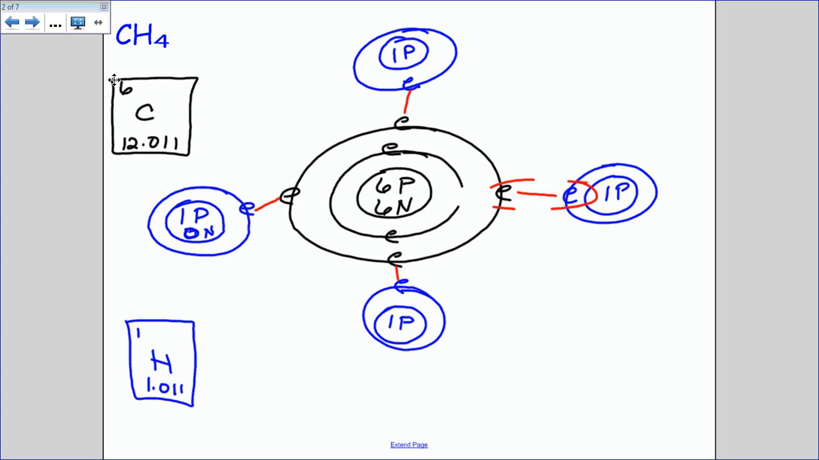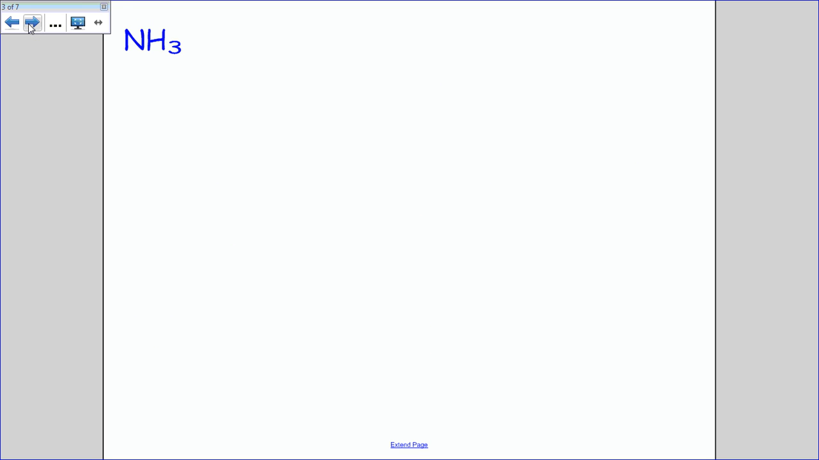So if you count them, this hydrogen has 1, 2. Is it full? Yeah. This hydrogen has 1, 2. This hydrogen has 1, 2. And this one 1, 2. So all the hydrogens feel full. Now carbon, you count them: 1, 2, 3, 4, 5, 6, 7, 8. And it feels full as well. And so this is how they bond together. They bond by their electrons. Sharing those electrons brings those atoms closer together, which makes them basically combined.